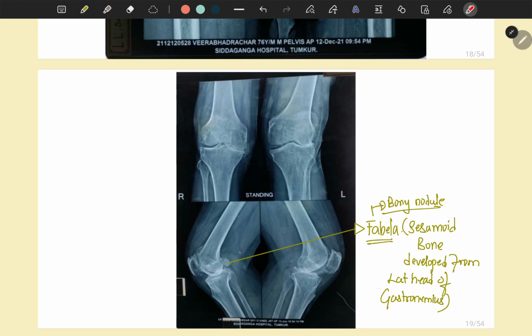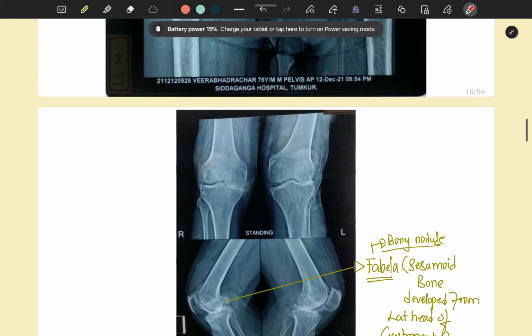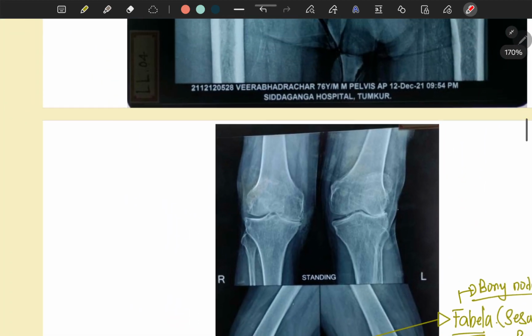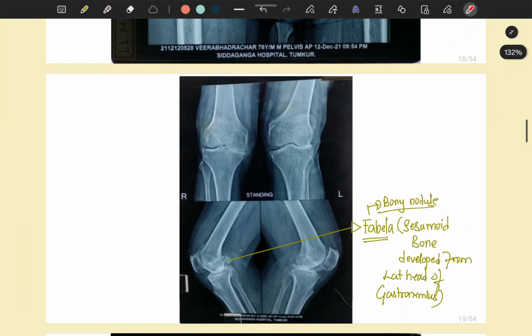Okay, here you can see the features. Here you can see the lower part of the femur, and the upper part of the tibia and the upper part of the fibula. And appreciate here, very important, you can see a somewhat white depression here. This is the impression for the patella, okay, impression for the patella.